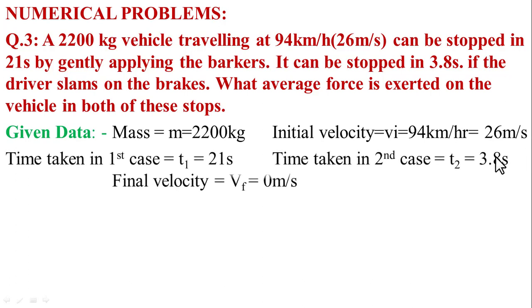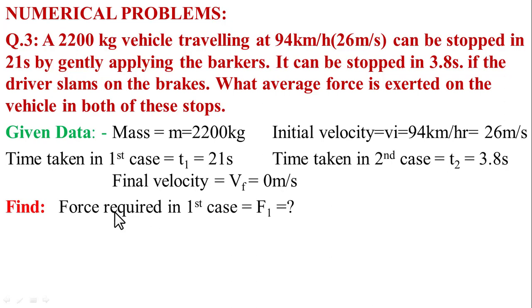Now the time taken in the first case t1 is equal to 21 seconds and the time taken in the second case t2 is equal to 3.8 seconds. Now the final velocity, because the vehicle is stopped, so Vf is equal to 0 meter per second. Now according to the given statement, we need to find the force required in the first case F1 is equal to question mark, and also the force required in the second case F2 is equal to question mark.